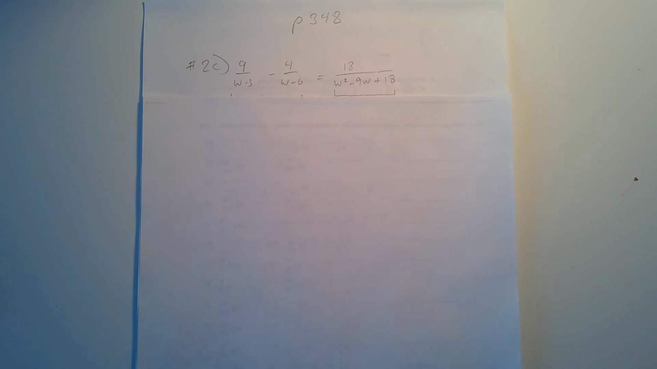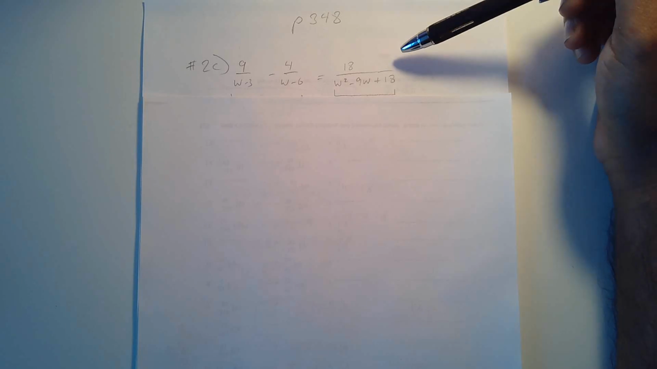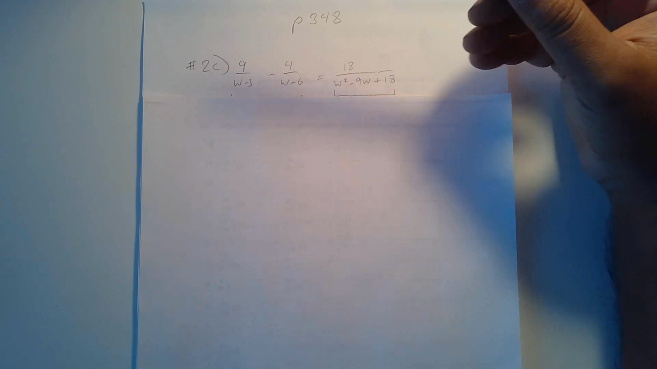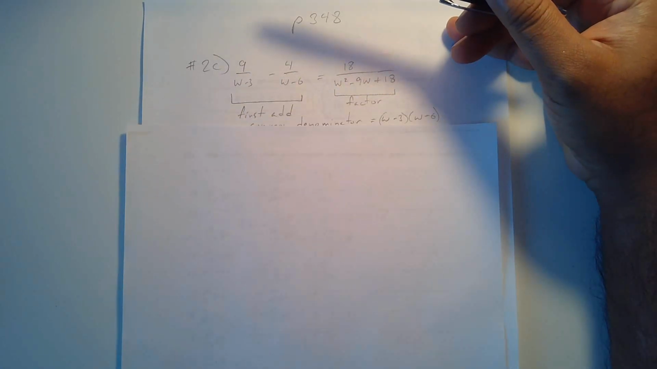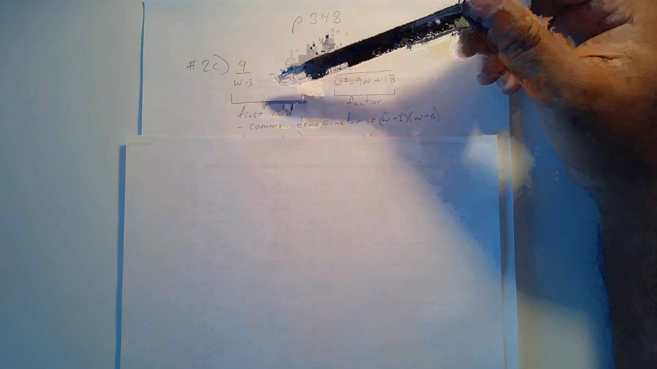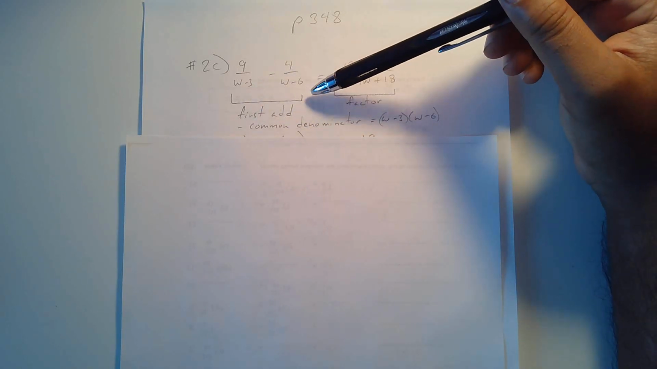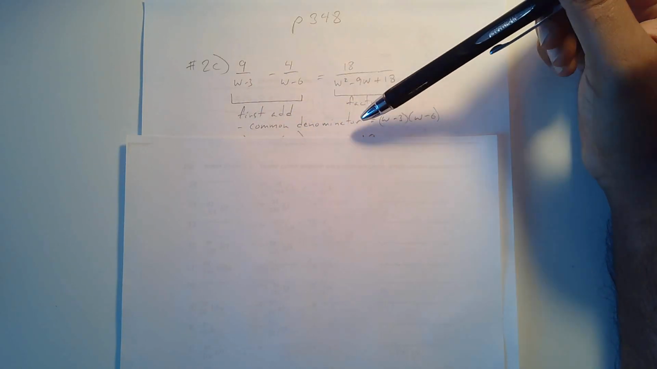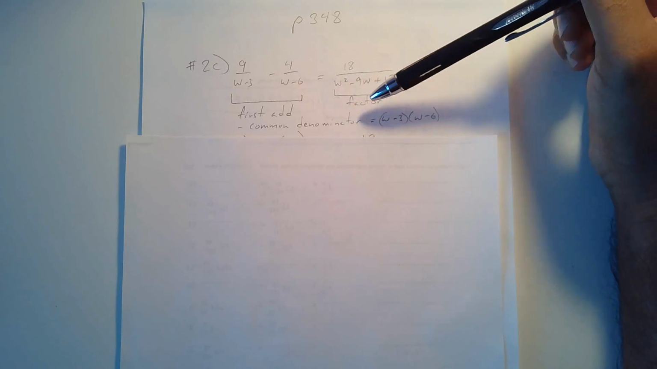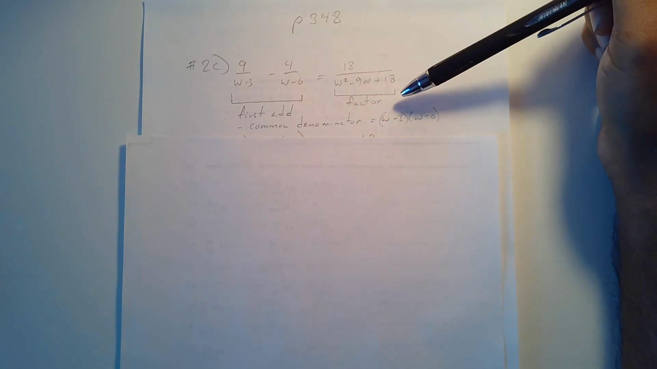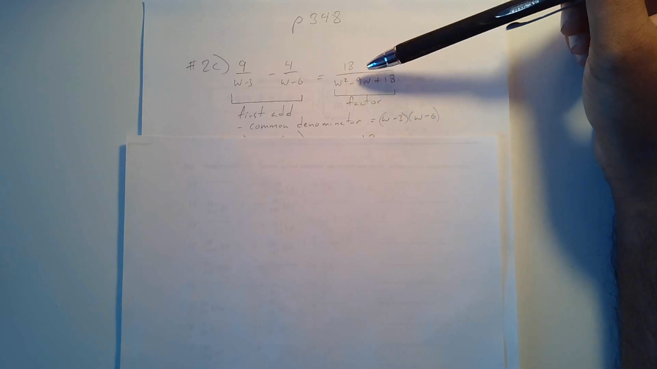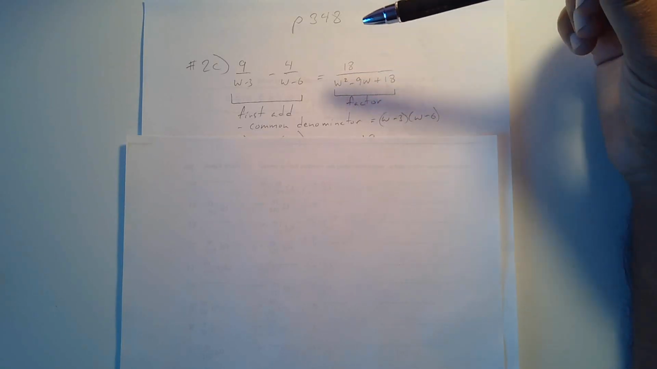So I got this question. It's solving rational equations. There's a couple things you want to start off with. You want to add the left hand side, and so what you're looking for is a common denominator between w minus 3 and w minus 6, which is going to be the product of the two, w minus 3, w minus 6. And then you also want to factor this part here.